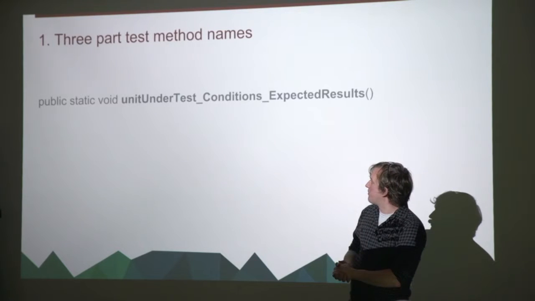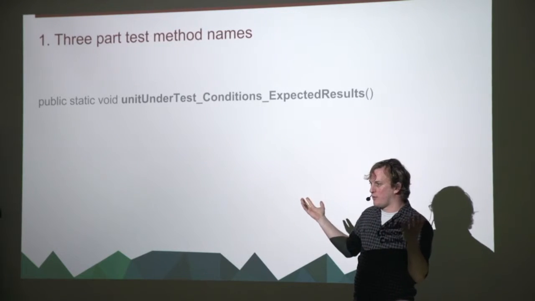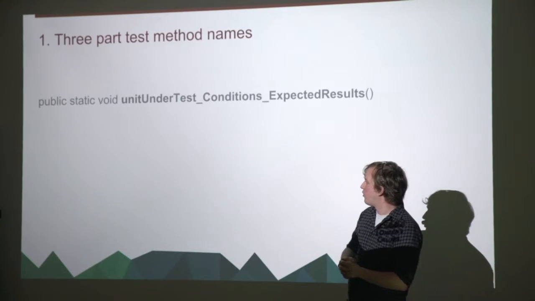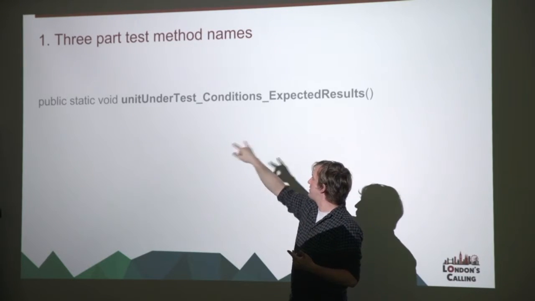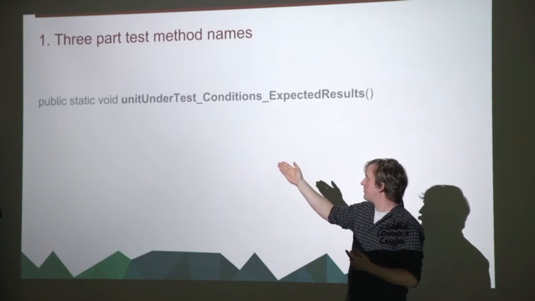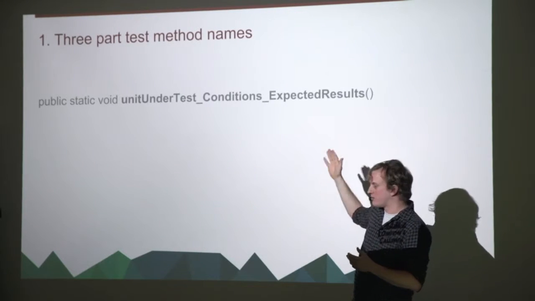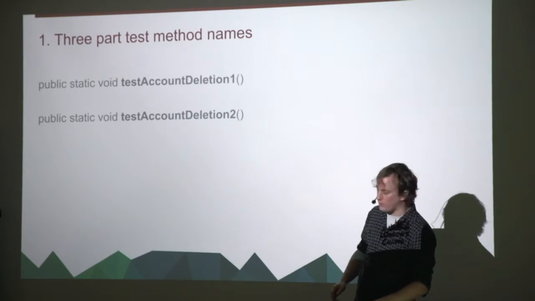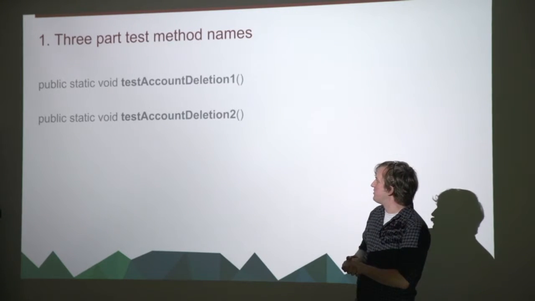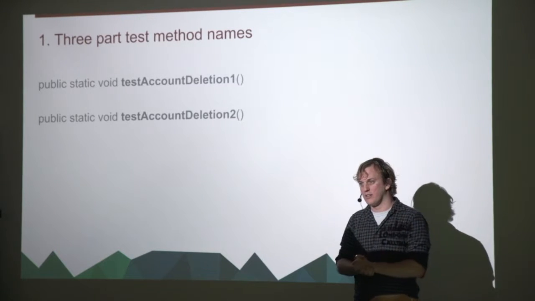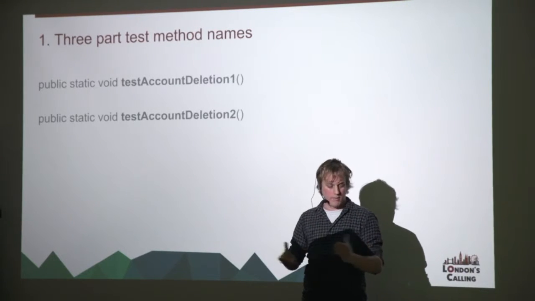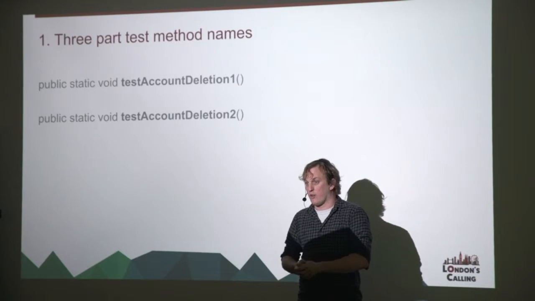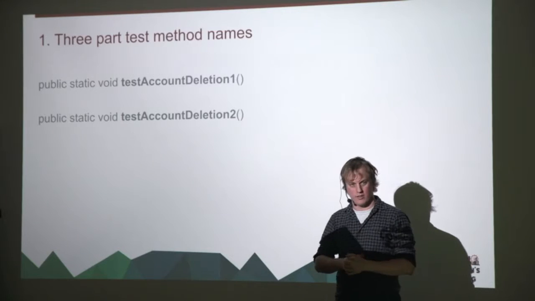So the first thing I'm going to talk about is right at the very top of your test. And this is the thing that we call the 3-part test method name. So all of our test methods have 3 sections that are underscored. So we cover the unit that's under test, we then underscore, and then we have the conditions, and then we have the expected result. So instead of going for something like test account deletion 1, test account deletion 2, and then you go and make a release, if test account deletion 2 starts failing, you're not going to have a clue what's really happened until you start digging into the test. You've got to go through the test method.